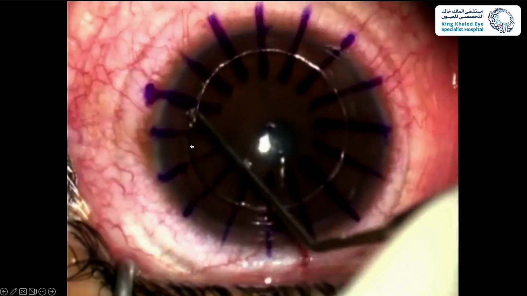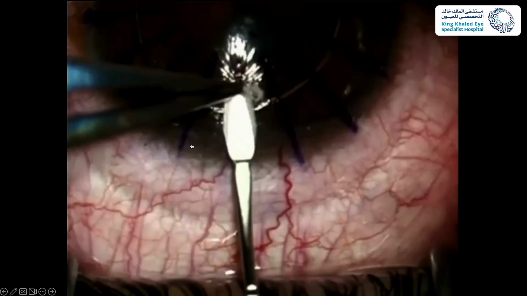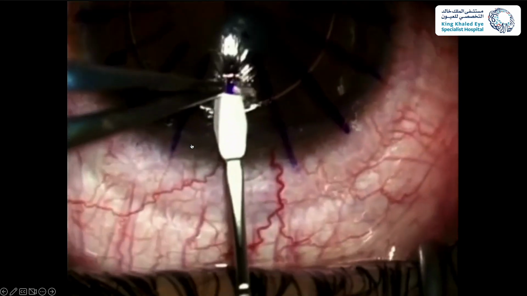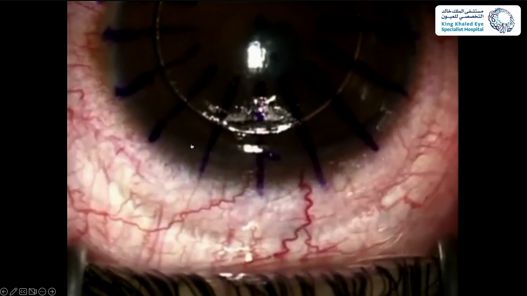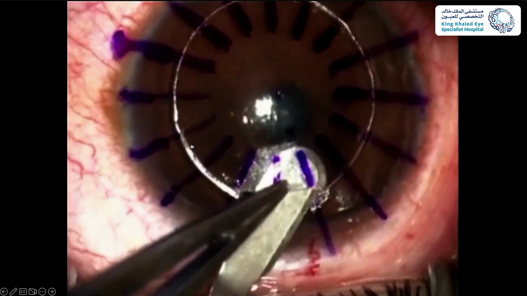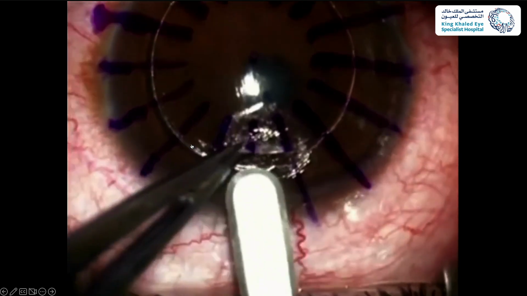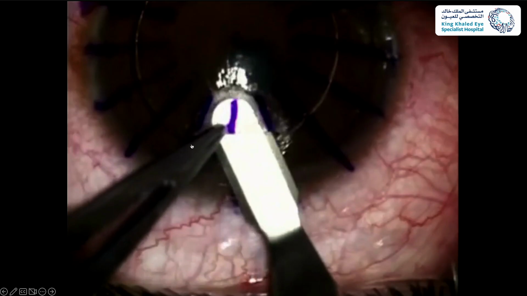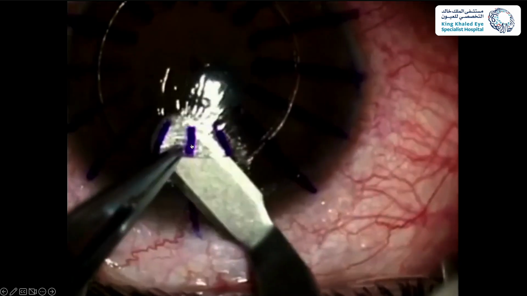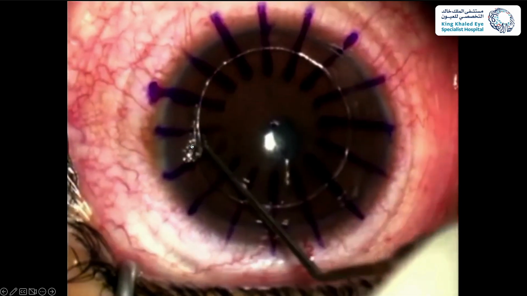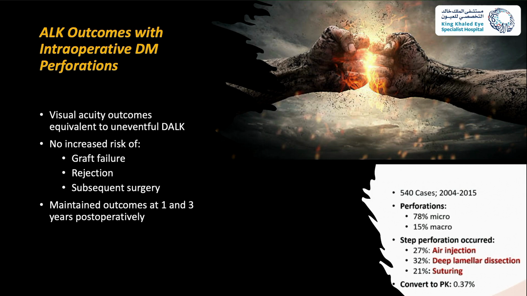This is a video of a manual DALK. So, finding the first plane, followed by crescent blade dissection, and basically the same until the deeper layer.